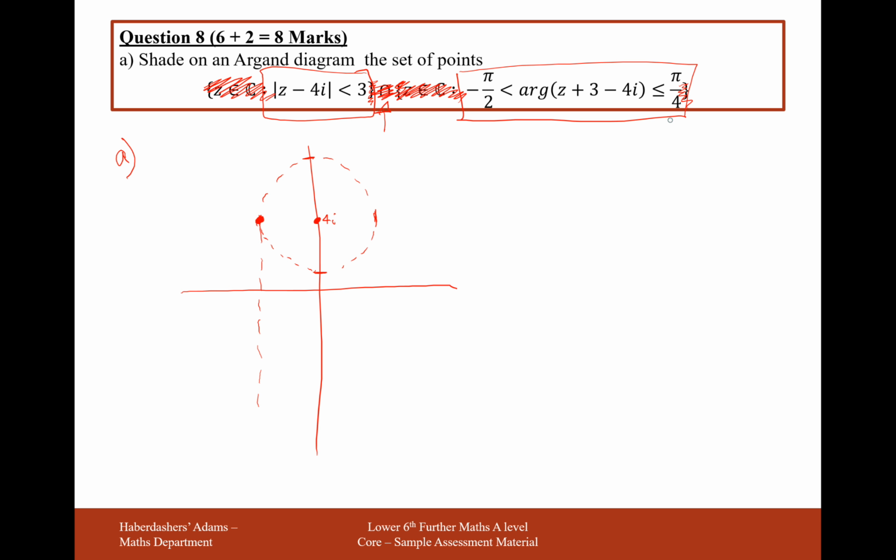And it's all the way up to pi by 4, which is going to be at a 45-degree angle, which should intersect the top of this circle as well. So it's going to be like this. So it's the intersection between this argument round from here to here and inside that circle, so this shaded part is this bit here.